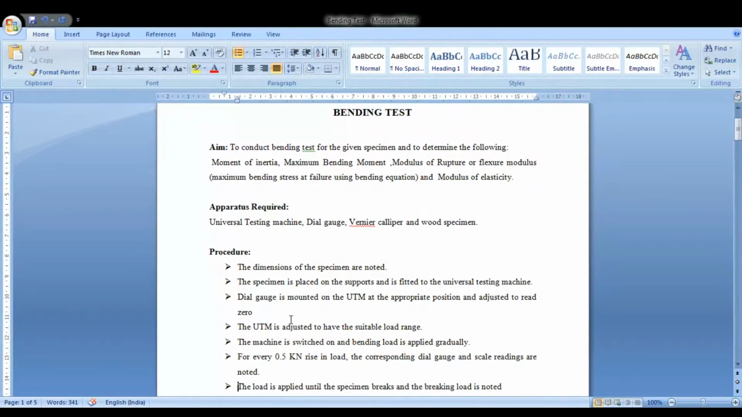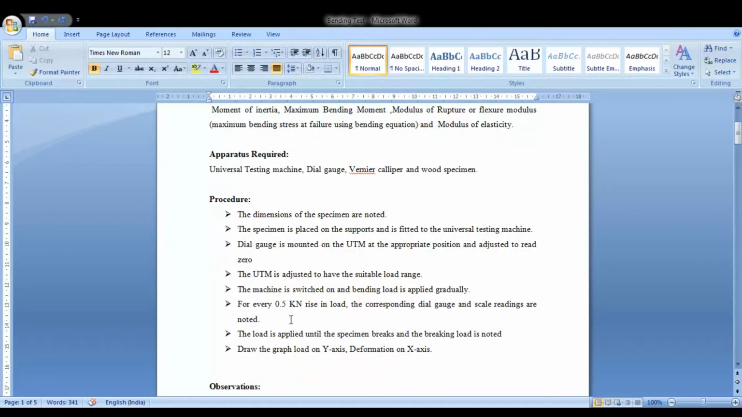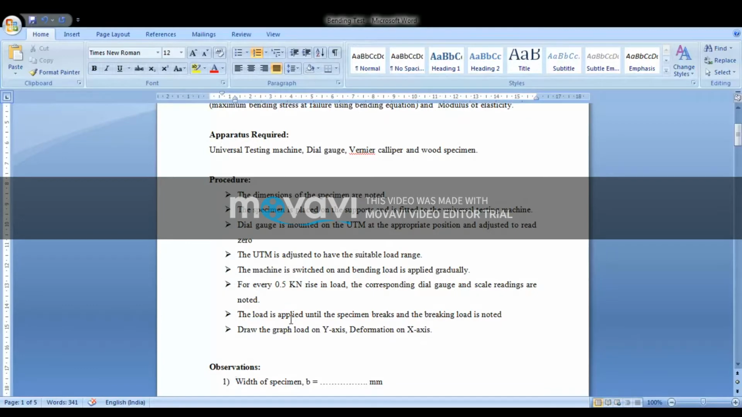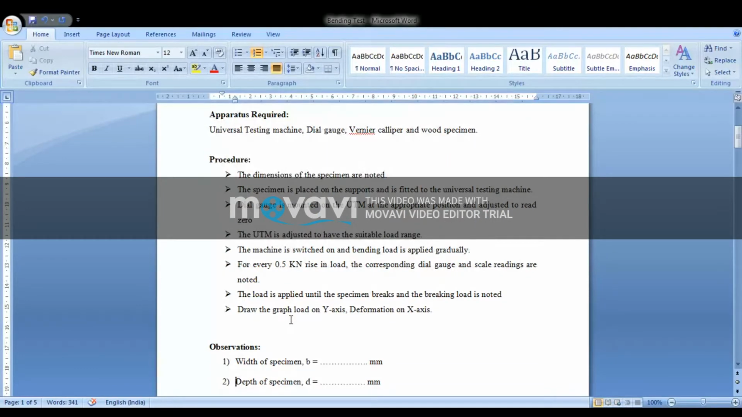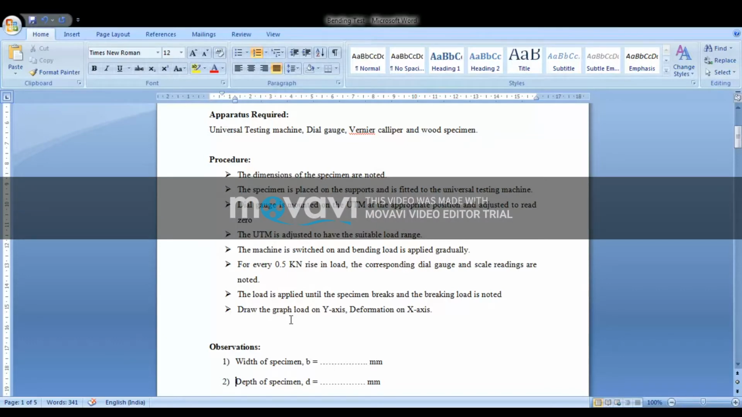The procedure followed for this test is: firstly, the given specimen dimensions are noted. The specimen is placed on the supports and fitted on the universal testing machine. The dial gauge is mounted on the UTM at the appropriate position and adjusted to read 0. The UTM is adjusted to have a suitable load range.